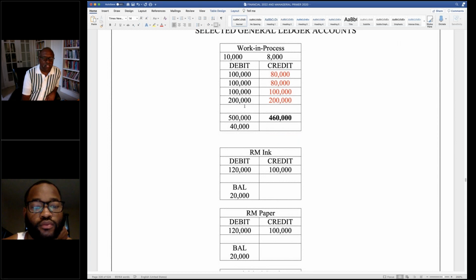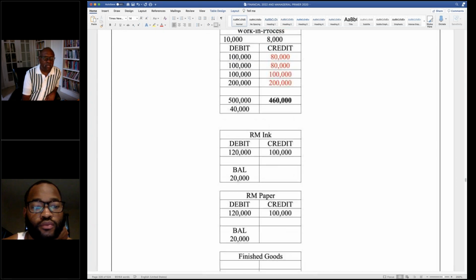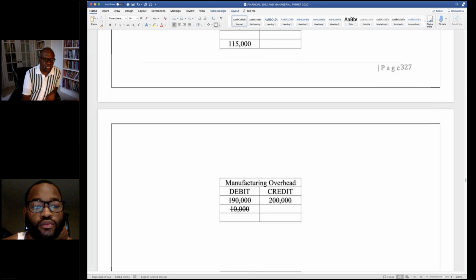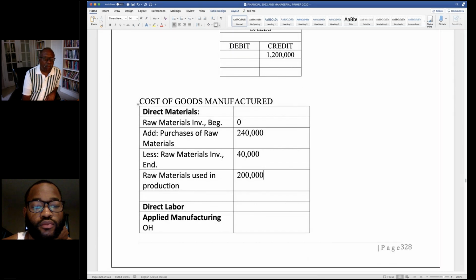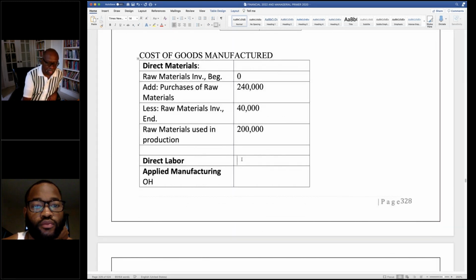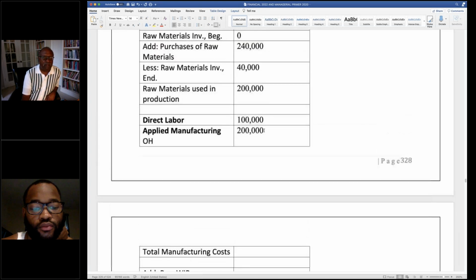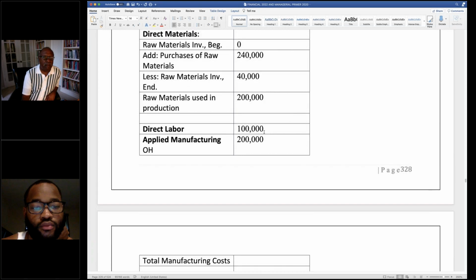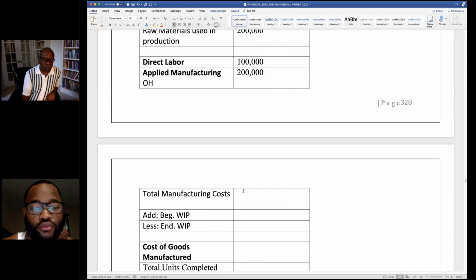The labor was 100, the manufacturing overhead 200. So we just pull those right out of this work in process account. So the labor is 100,000. The overhead was 200,000. So the total manufacturing cost is going to be 200, 100, and 200, which are what? 500,000.